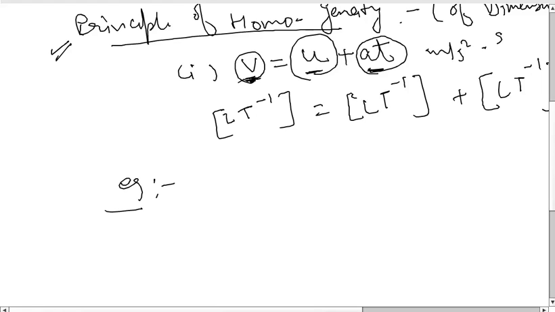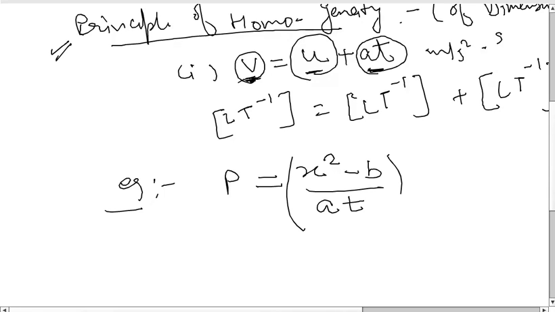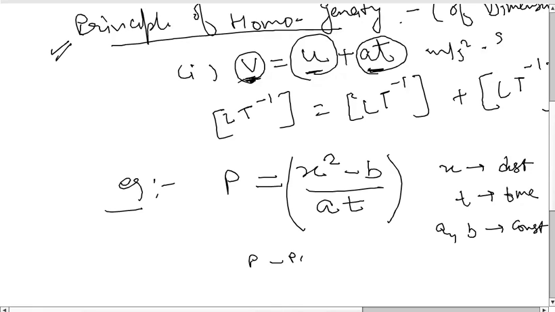Okay, guys, we'll continue with the example. This is an example of the principle of homogeneity. Let us say P represents our power. Then P is equal to x square minus B divided by A into T. Here x represents distance, T represents time, A and B are constants, and P represents power.